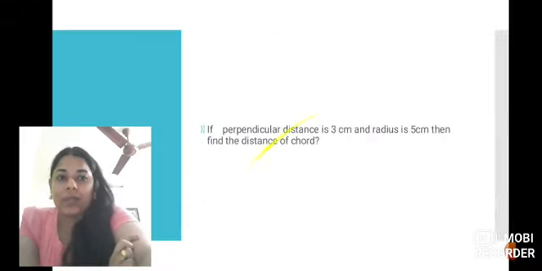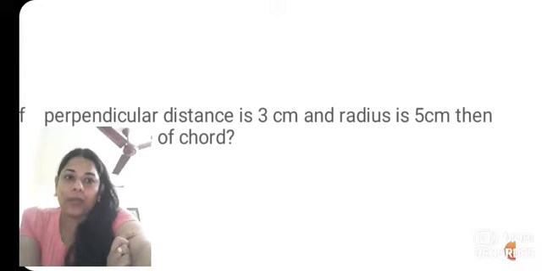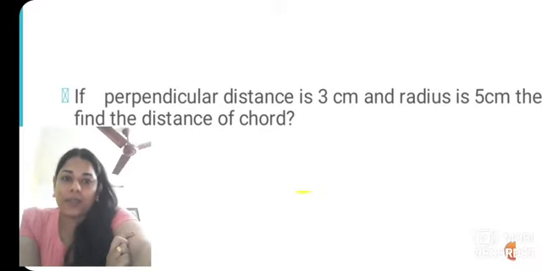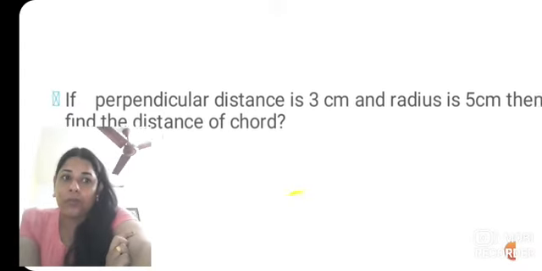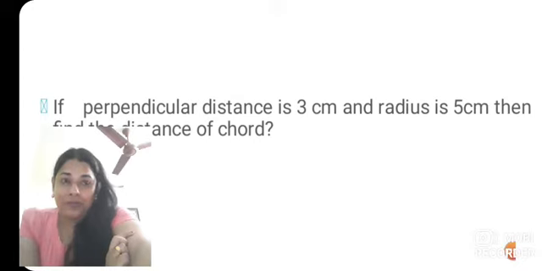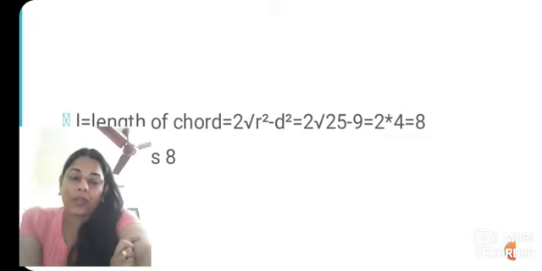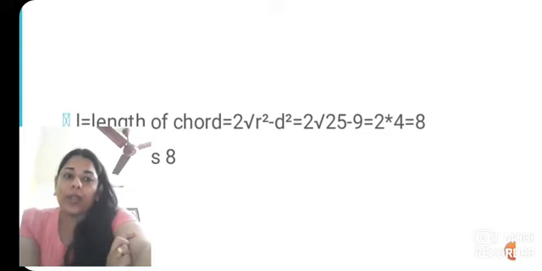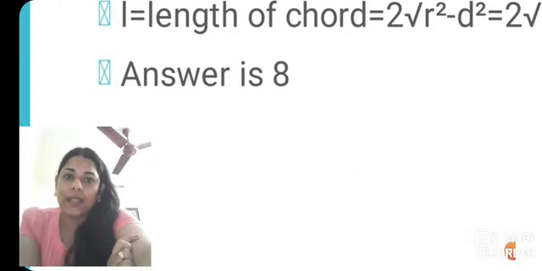Can we do some problems based on this? If the perpendicular distance is 3 cm and the radius is 5 cm, then find the length of the chord. So how will we find it? Length of chord equals 2 into root of R square minus D square. Here R equals 5 and D equals 3. Therefore, 2 into root of 5 square minus 3 square, that is 2 into root of 25 minus 9, that is 2 into 4, equal to 8. The answer is 8.